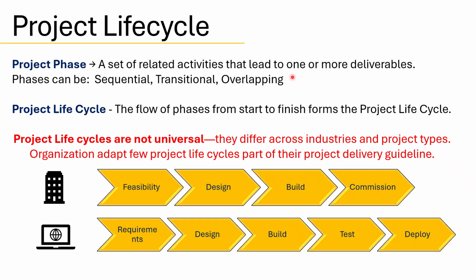For example, in construction, the life cycle typically moves from feasibility to design, then build and commission, a clearly sequential flow. In contrast, a software project might begin with requirements, move into design and build, then deploy and transition. While this example shows a sequential flow, in practice, the phases can be transitional or even overlapping. Organizations often adopt specific life cycles as part of their standard project delivery guidelines, tailoring them to fit their strategy, tools, and team dynamics.